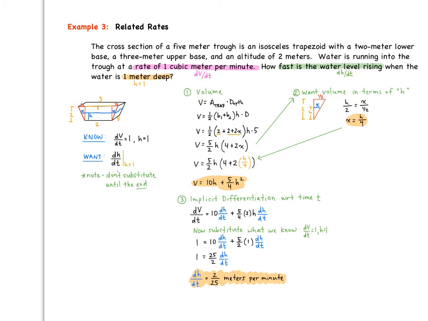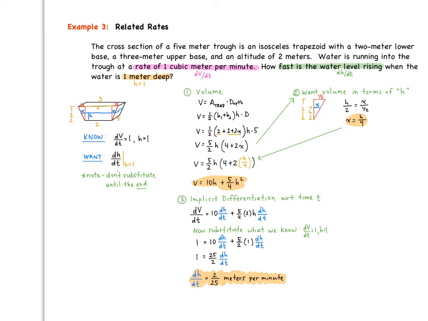The next thing we have to do is understand what we know. We know the water is running into the trough at a rate of 1 cubic meter per minute. Again, I see the word rate, so I'm thinking derivative. What's it the derivative of? It's 1 cubic meter, so that's telling us volume. That tells us that's dV/dt. We also want to know the rate at which the water is rising when the water is 1 meter deep, so that tells us H equals 1.